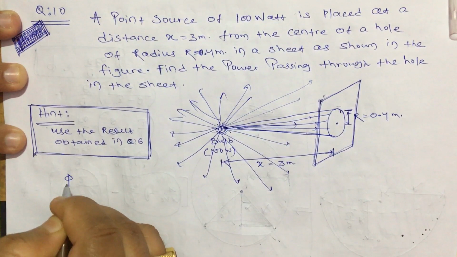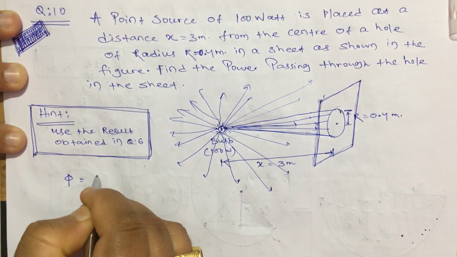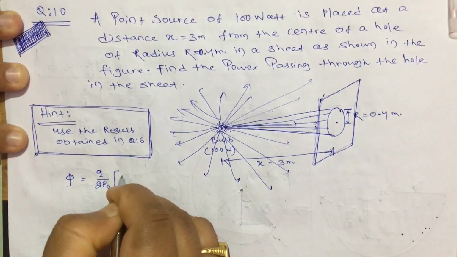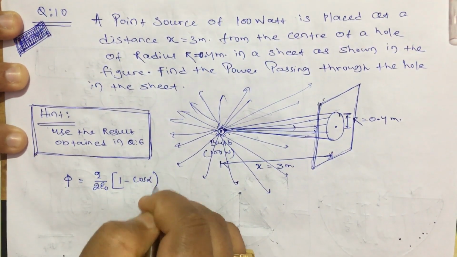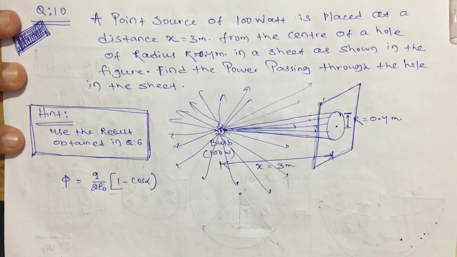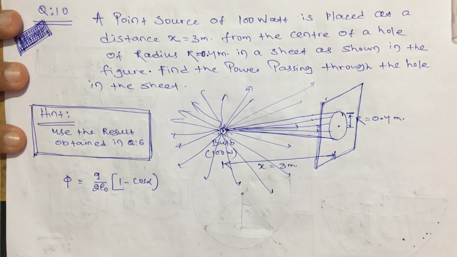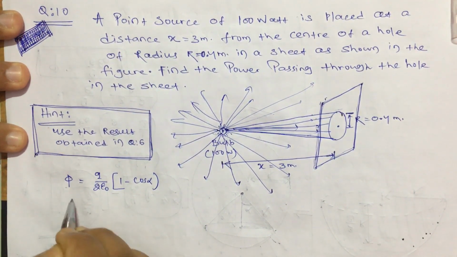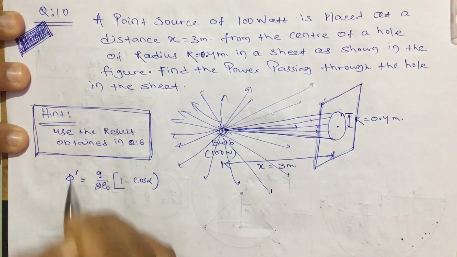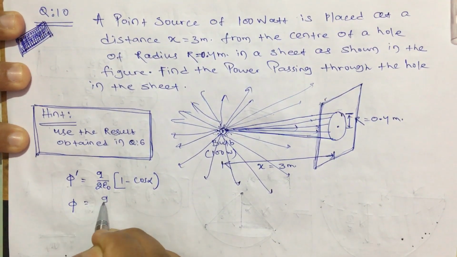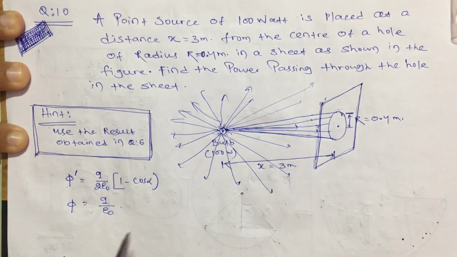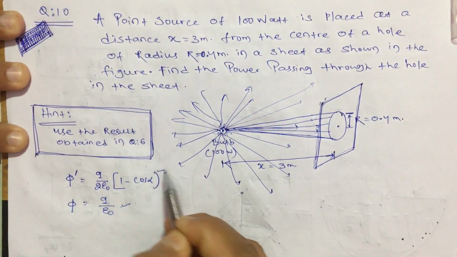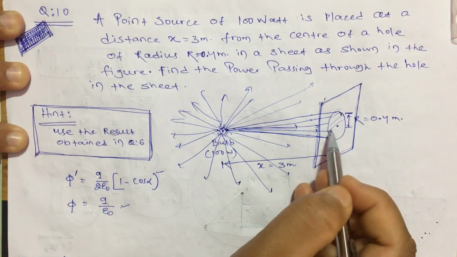That formula will be, flux equals q by 2 epsilon naught into 1 minus cos alpha. This is the formula we are going to use. Here, let the total flux I am writing as phi dash, and the total flux will be equal to q by epsilon naught. If it is a charge, it is producing a total flux of this much, but only this much flux can pass through this surface.